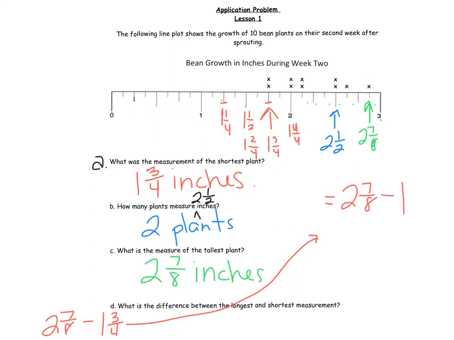Minus 1 3/4. So I want it to be 8ths. So 4 times 2 is 8. So 3 times 2 is 6. Okay, 2 minus 1 is 1. 7 minus 6, my numerator, 7 minus 6 is 1, and my denominator stays the same. So 1 1/8 inches is my difference between the longest and the shortest measurement. Make sure you showed all your work.